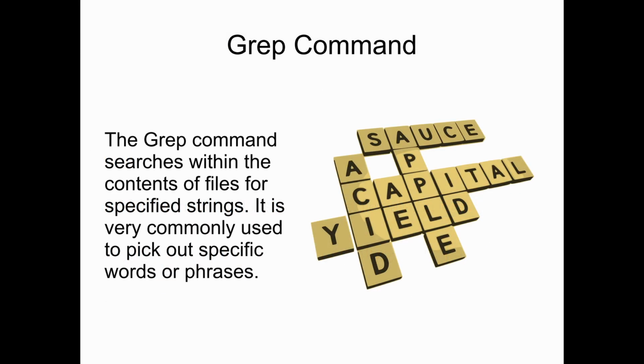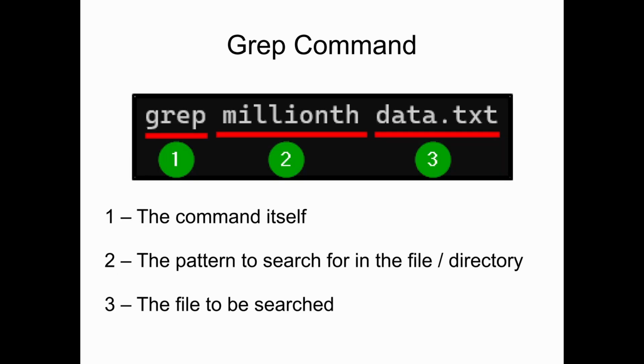The grep command searches within the contents of files for specified strings. It is very commonly used to pick out specific words or phrases. The syntax for the grep command we'll be using is as follows. Grep is the name of the command, followed by the string argument, which is the pattern we're searching for. Then last, the name of the file or directory we're searching inside of.